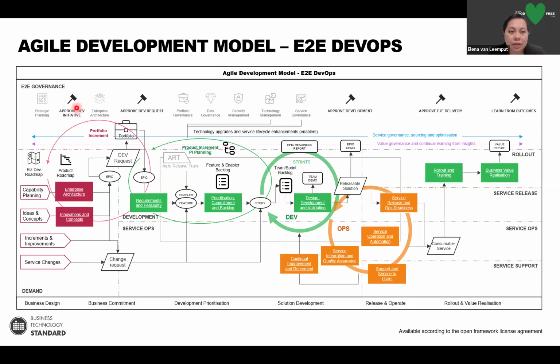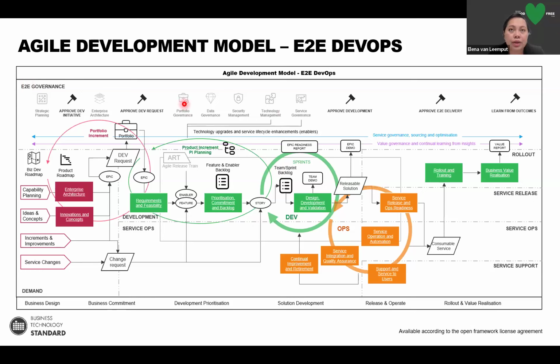And up here you can also see the end-to-end governance, which is essentially about elements including strategic planning, for example. Strategic planning, enterprise architecture, portfolio management, data governance. You can see those here. Security management, technology management, and so on. Service governance is where the service life cycle is included, and they are actually giving input to the PI planning as well and contribute to the feature backlogs with enablers.